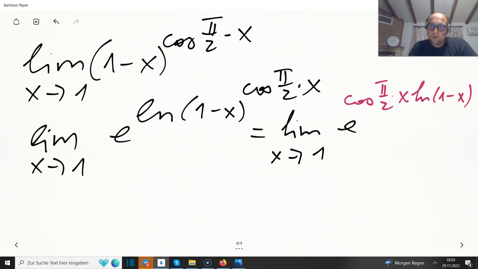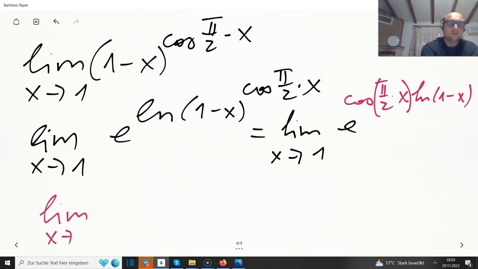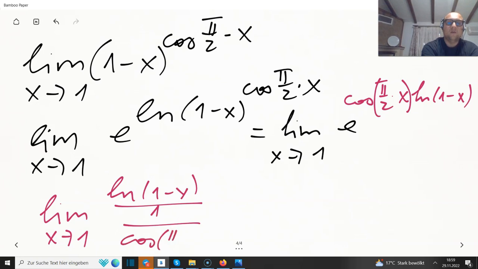Now what we have is the cosine of pi divided by 2 times x, which is basically 0, and 0 times infinity. We just have to rewrite it again. I was keeping ln in the numerator in the previous example at the second guess, and it was fine, so let's keep it this way. So it's all about the limit of x towards 1 of ln of 1 minus x over 1 over cosine of pi halves times x.